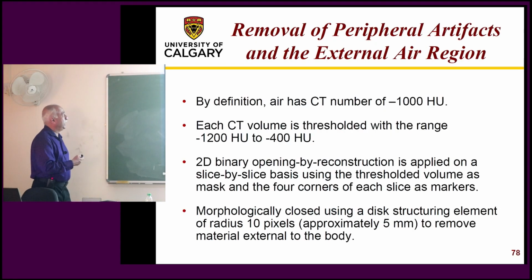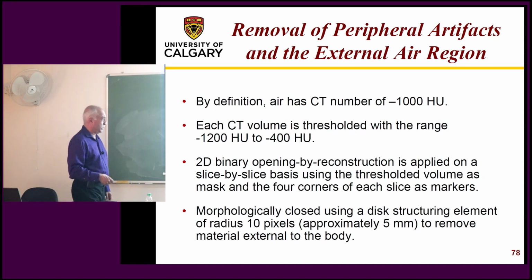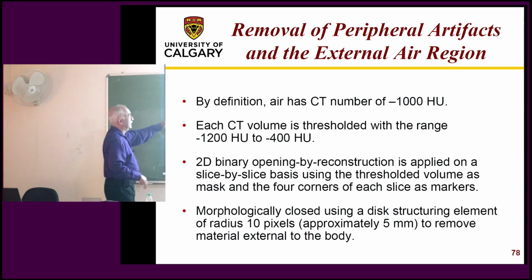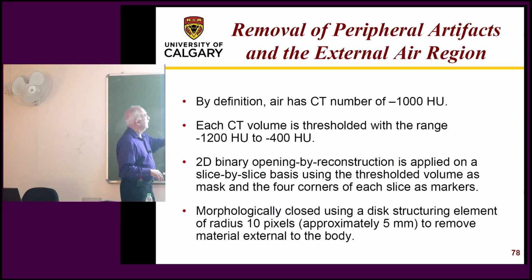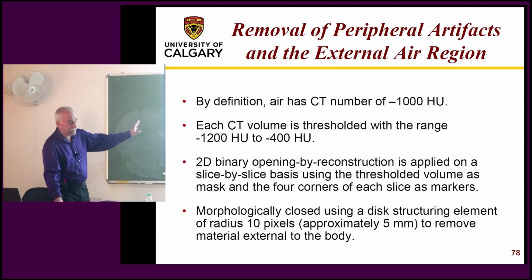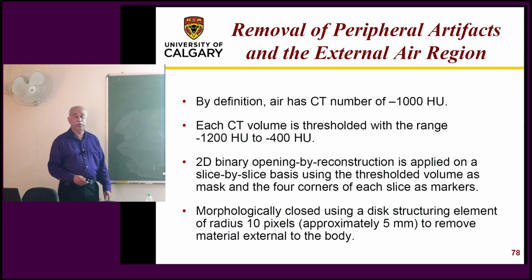So how do you do that? By definition, air has -1000. There could be some noise. The CT data may be represented using 10 bits or 12 bits or whatever. It could be 16 bits. So this number could change in some scanners. So the CT volume is thresholded to the range, in this case, -1200 to -400.